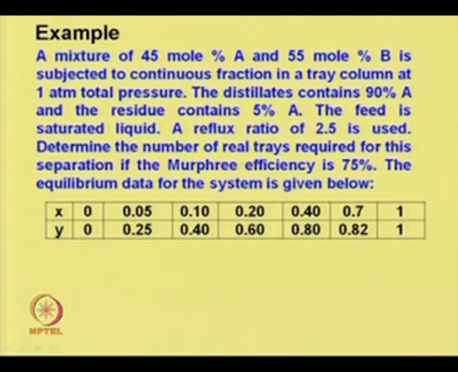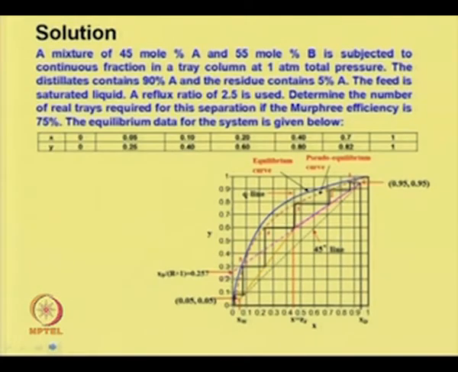The equilibrium data for the system is given below. Using this equilibrium data, we can plot the equilibrium curve. And then the data which are given: xD is equal to 0.9 and R is given as 2.5.